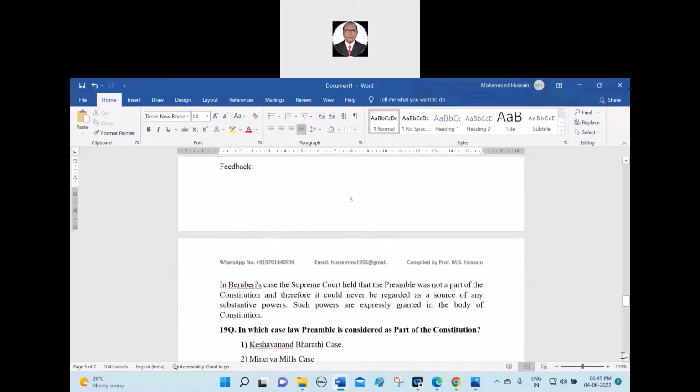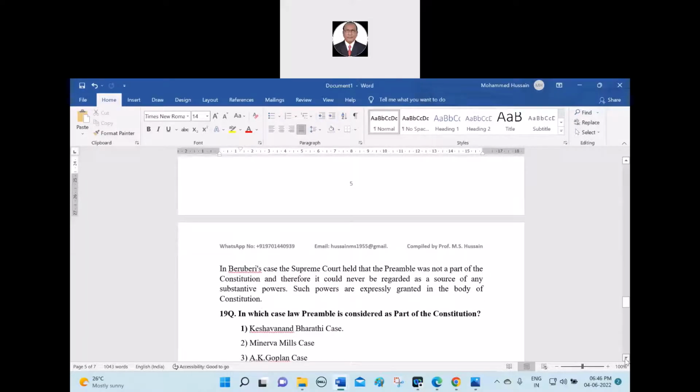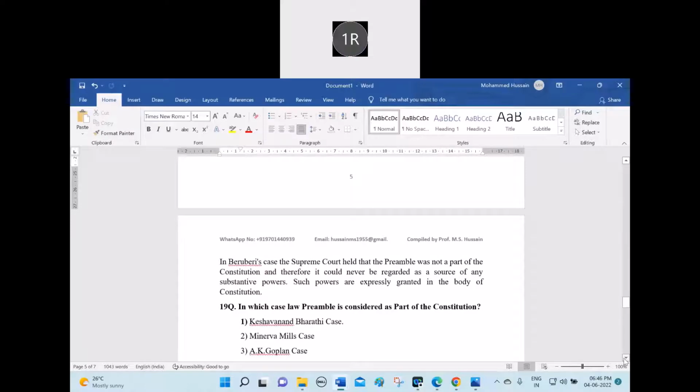Feedback here. In the Berubari case, the Supreme Court held that the preamble was not a part of the Constitution and therefore could never be regarded as the source of any substantive power. Such powers are expressly granted in the body of the Constitution. 19th question: in which case law is the preamble considered a part of the Constitution? I already told you. Which case law?